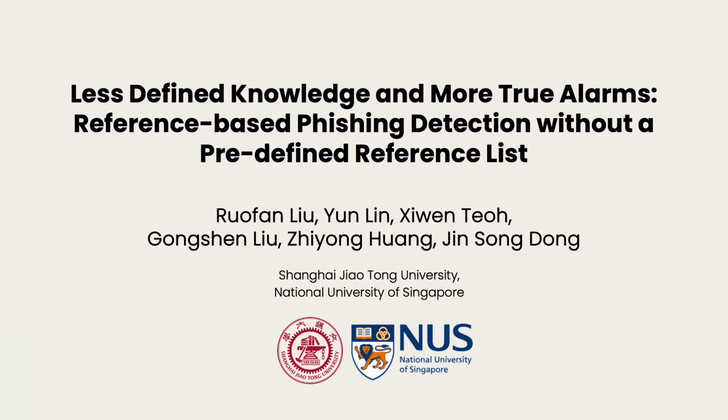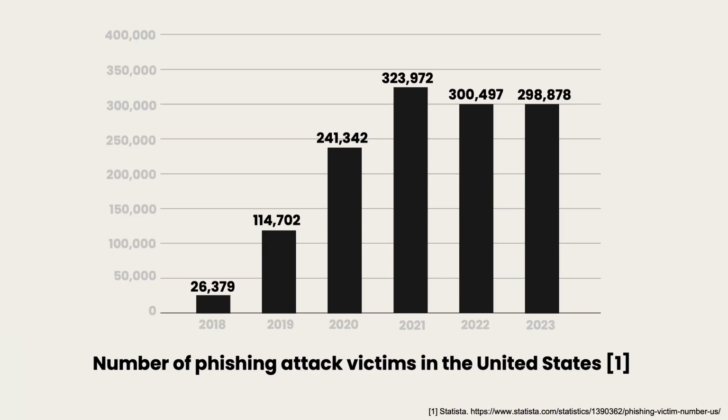I am pleased to share our research on "Less Defined Knowledge and More True Alarms: Reference-based Phishing Detection without a Predefined Reference List." This work has been collaboratively developed by Shanghai Jiao Tong University and the National University of Singapore. There has been a significant rise from 26,000 victims in 2018 to an alarming 300,000 victims in 2023. This underscores the growing threat of phishing attacks and the urgent need for effective detection solutions.